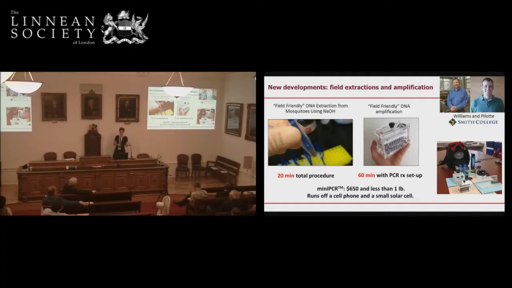With the excreta surveillance, of course, the step would be even easier, and we're getting some success with direct PCR, so that would skip the extractions altogether. They're also looking at using the mini PCR, which gets the job done in about 60 minutes, and it runs off of a small solar cell and a cell phone.